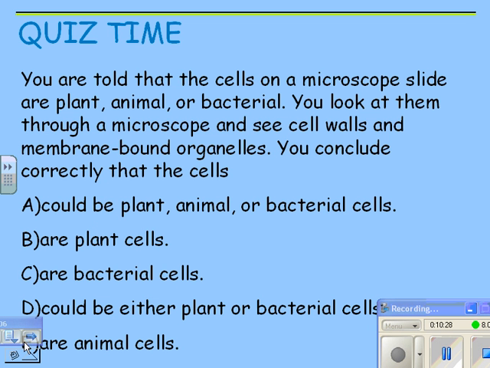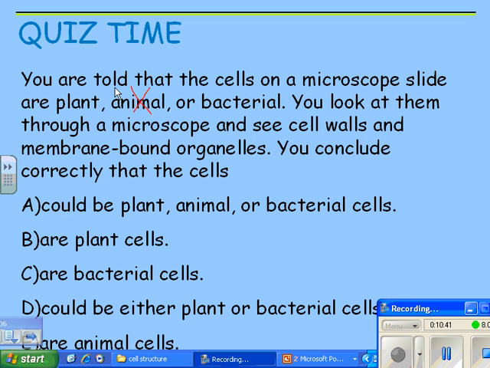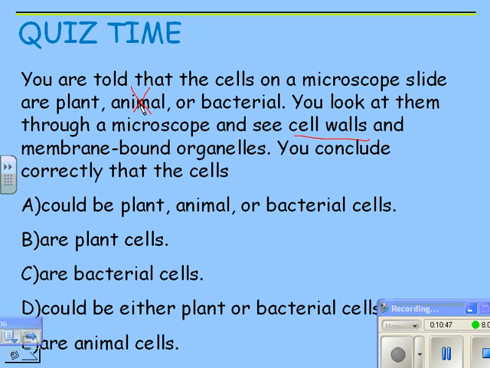You are told that the cells on a microscope slide, this came right from an MCAS, by the way, are plant, animal, or bacterial. You look at them through a microscope and see cell walls. If you see cell walls, it cannot be an animal cell. And you see membrane-bound organelles, so that can't be bacterial. You conclude correctly that the cells are plants.